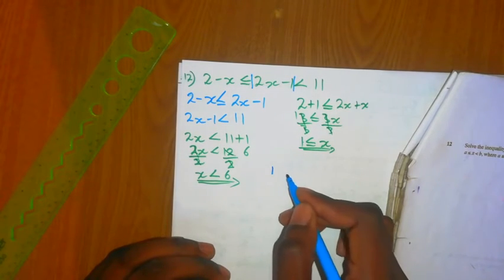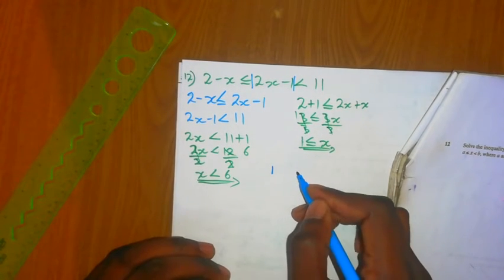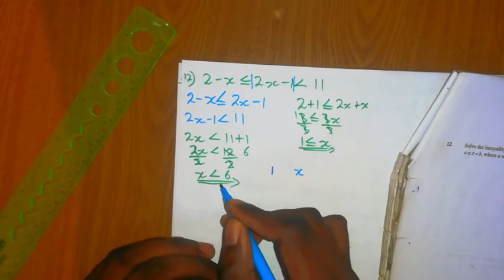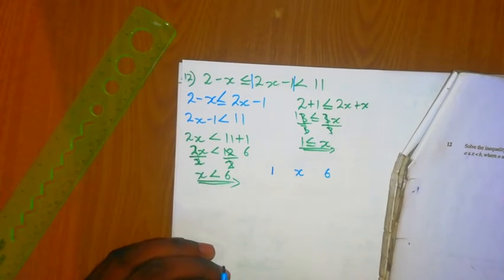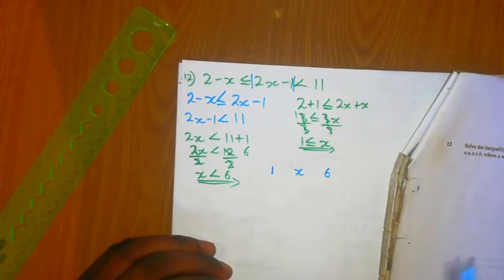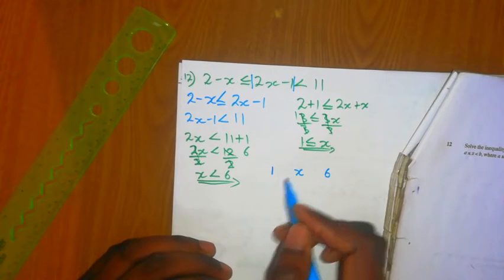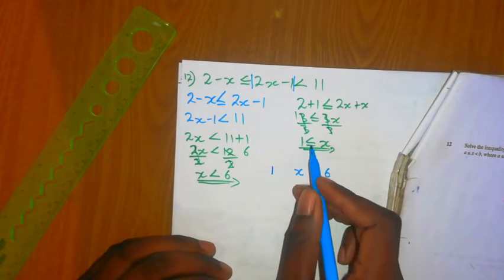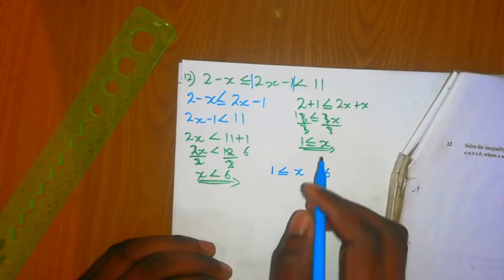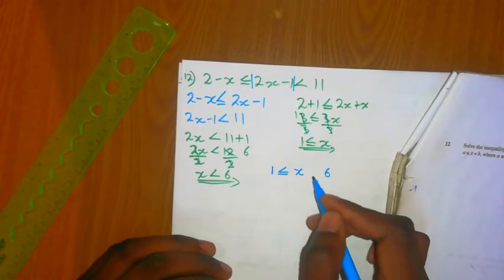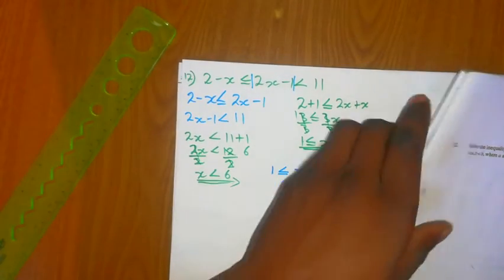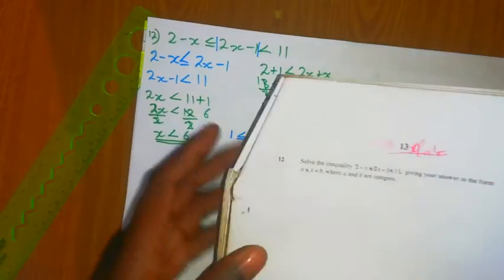Then I'll leave a gap for my sign. I'll put an x there. I've got a 6 there. I'm now going to my final answers. So in this case, between 1 and an x, there is the sign. It's like that. Then between x and a 6, there is the sign. You realize that you have answered the question.